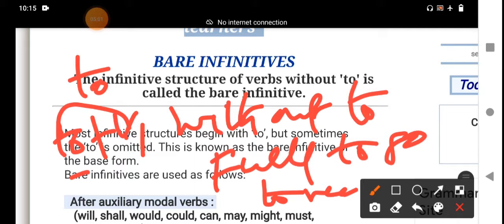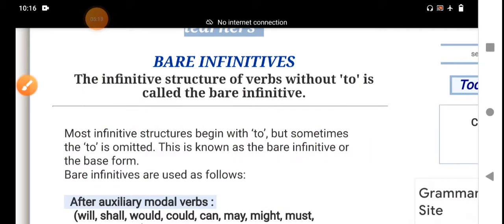I wanted to go and visit my native village. To go: to is part and parcel of the to infinitive. To plus v1 is equal to a to infinitive. It is also a verb. It is a part of the verb, but it is not a preposition. First of all, you should understand that one.